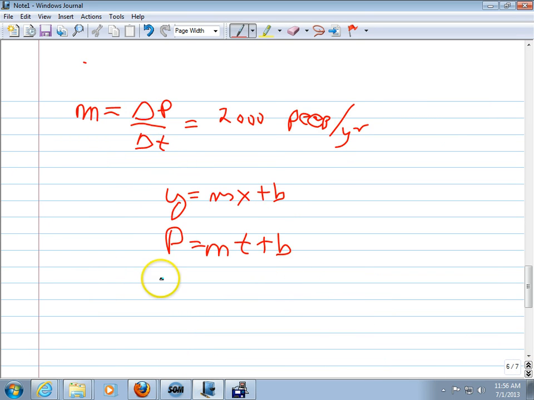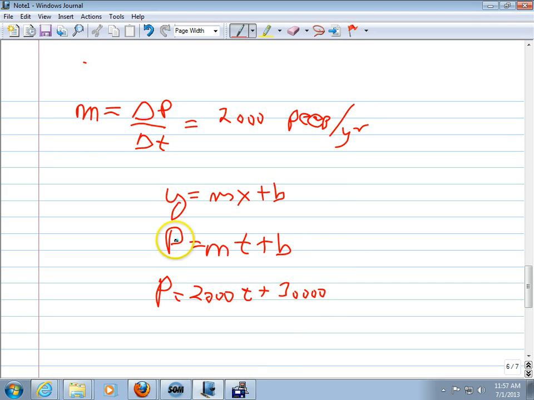All right? So you tell me, P equals what? M is 2,000. T plus 30,000. You're going to find as you graph more and more of these, if you compare the equation y equals mx plus b to the graph, the b is where it hits the y-axis, what we call the y-intercept.